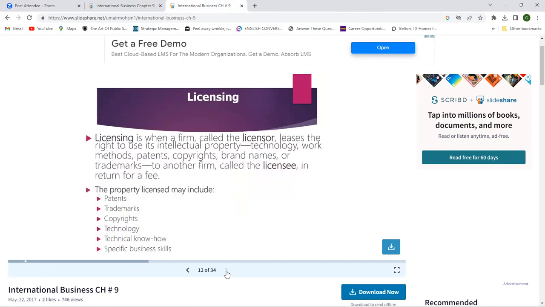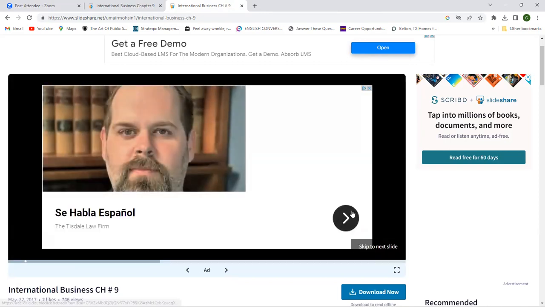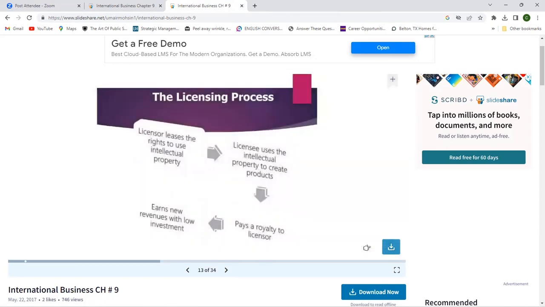Licensing is when a firm called the licensor grants the right to use intellectual property, technology, work methods, patents, copyrights, brand names, or trademarks to another firm called the licensee, in return for a fee. The property licensed may include patents, trademarks, copyrights, technology, technical know-how, and specific business skills. In the licensing process, the licensor grants rights to use intellectual property. The licensee uses it to create products, passes royalties to the licensor, and earns new revenues with low investment.